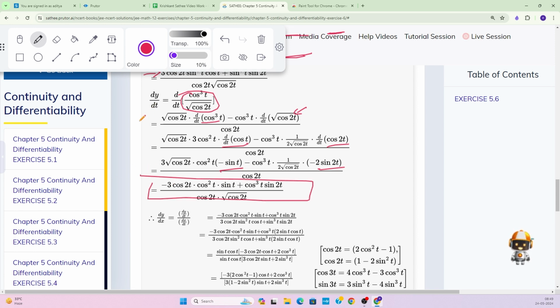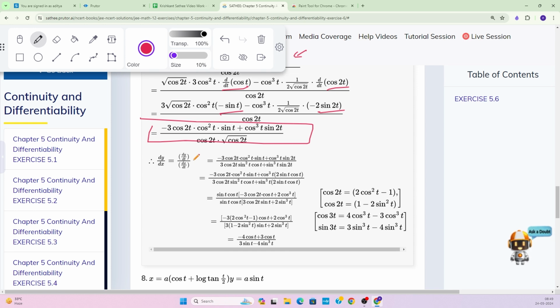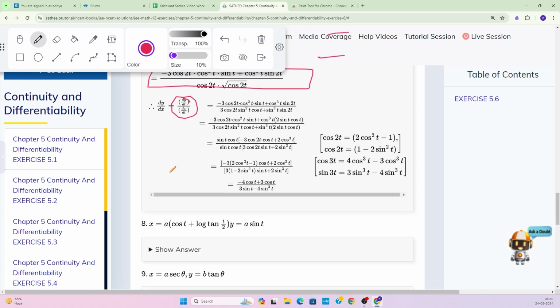So we have got dy over dt, and we have got dx over dt. Now we will find dy over dx. How? Just put things in this form, which is dy over dt divided by dx over dt. Now just putting things in, you will have this sort of expression. As you can see, what we have done is use the sine 2t form here and the sine 2t form here.